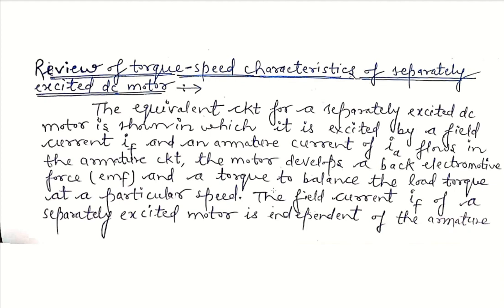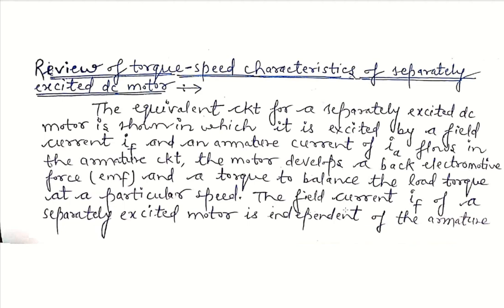When this armature current flows, it develops an electromagnetic force, also known as back EMF, and the torque to balance the load torque. The load is connected at the shaft of the DC motor. At a particular speed, it will balance the torque as well as the back EMF.